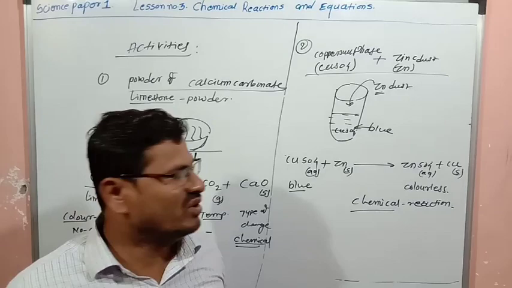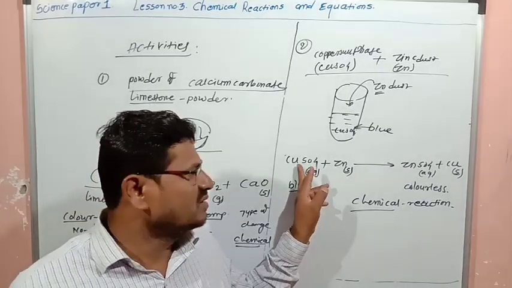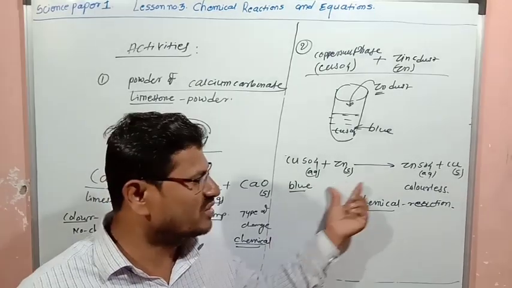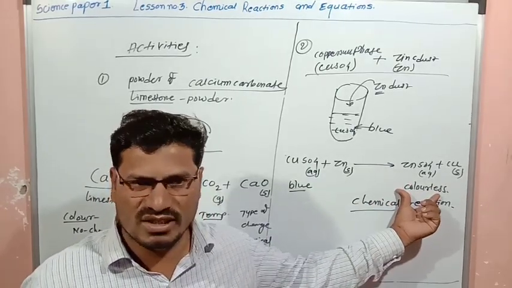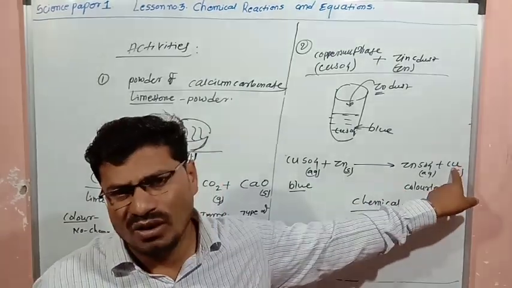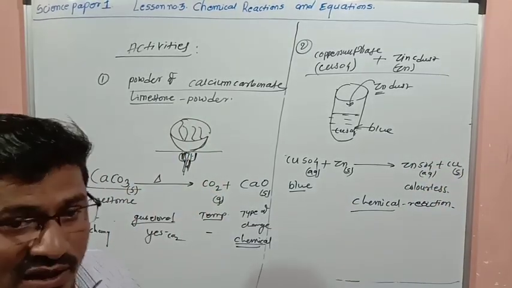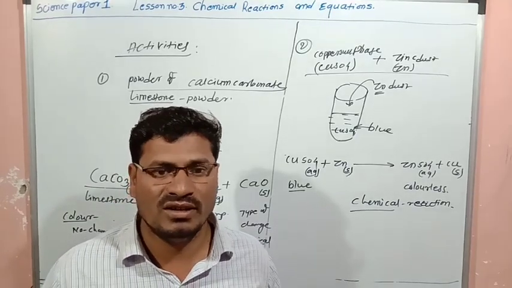So in the second activity, Zn is added into the CuSO4, and then the blue color solution gets converted into colorless ZnSO4, zinc sulfate solution, plus copper is given out. So this one reaction is there. Next, the third reaction we are going to learn, and the third activity is there.